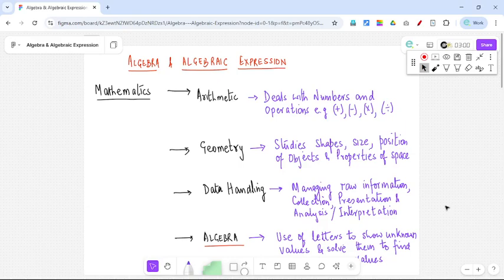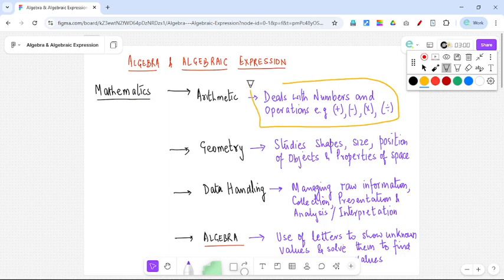This is an introductory session on algebra and algebraic expressions. So first of all, let's see what we mean by algebra. For this, we will consider different branches of mathematics. For example, arithmetic. This branch deals with numbers and basic operations. For example, addition, subtraction, multiplication, division.